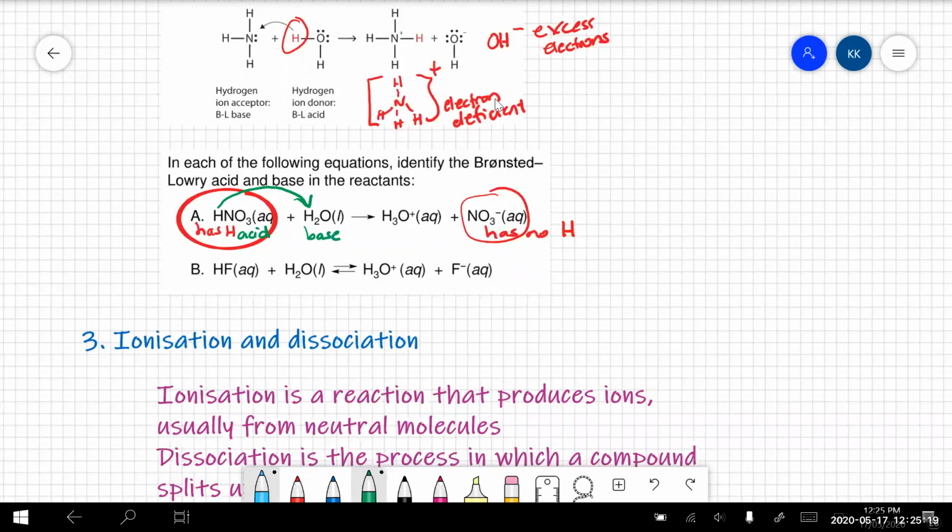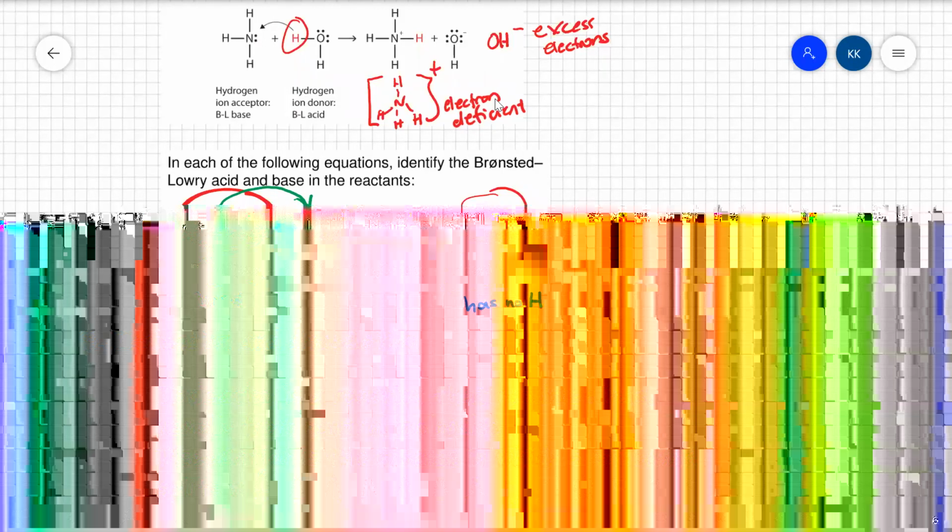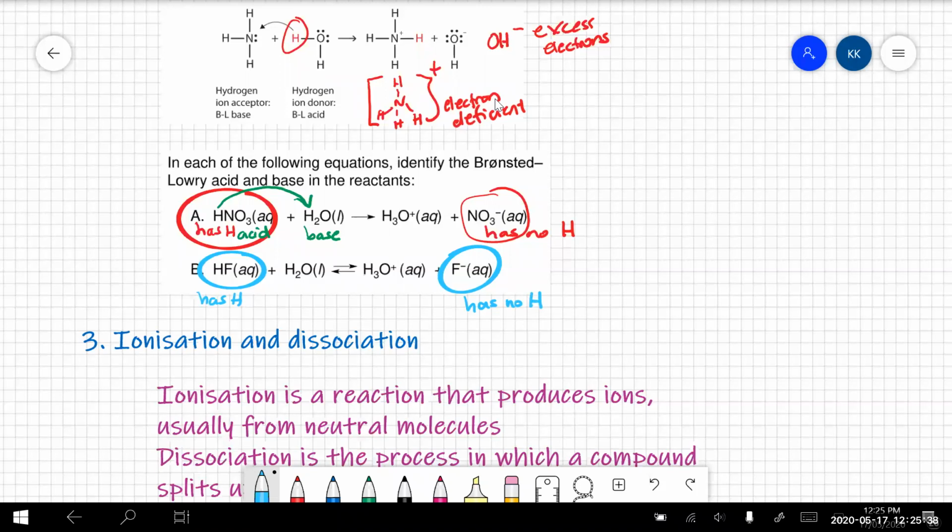Next one, again, have a look, and we can see that this one is related to that one because they're the only ones that have fluorine atoms in them. What's happened? This one has an H, and this one has no hydrogen, which means that this has donated its hydrogen to the water molecule. So this is your acid, and this is your base.